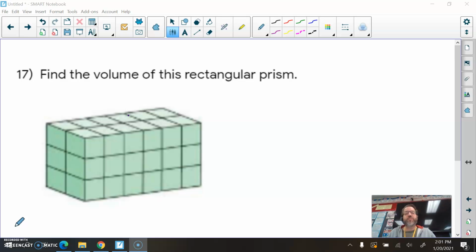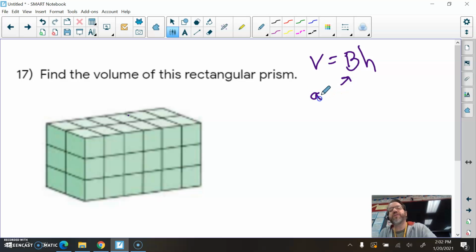Now, to find the volume of this rectangular prism, any prism, you use the formula V equals big B times H, which means the volume is the area of the base times the height. Big B always stands for area of the base. Okay?